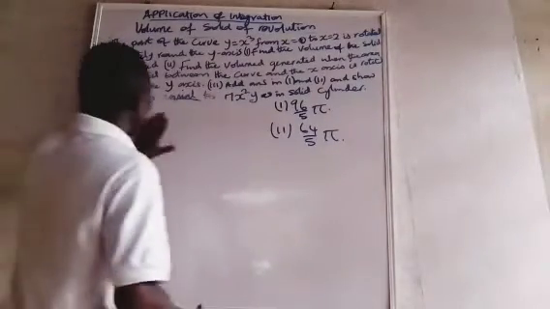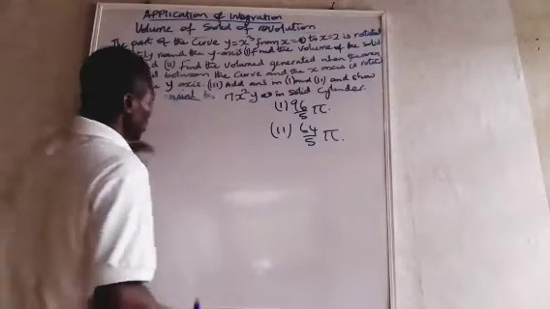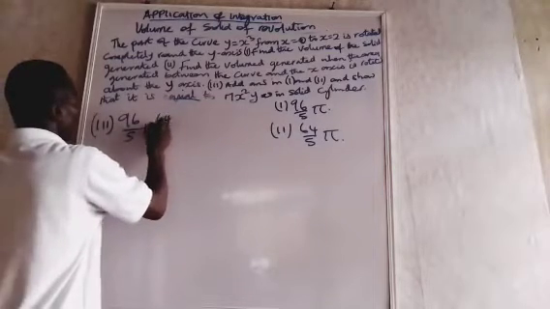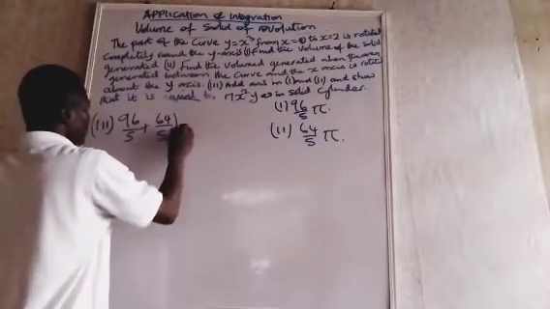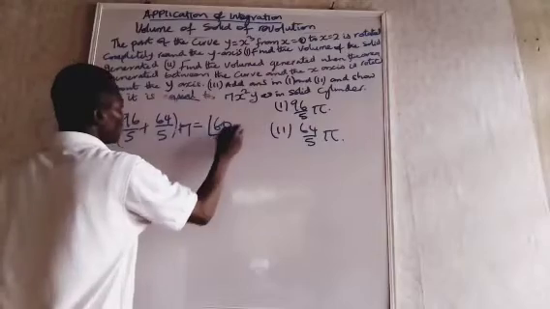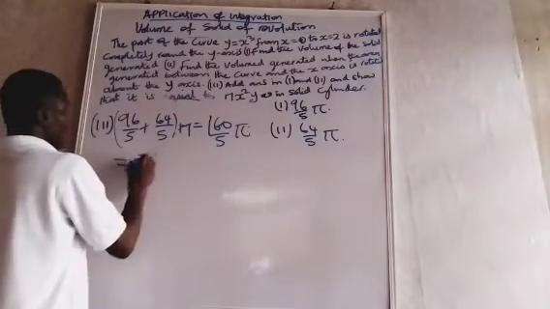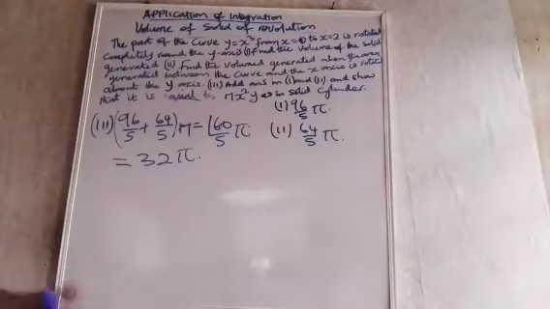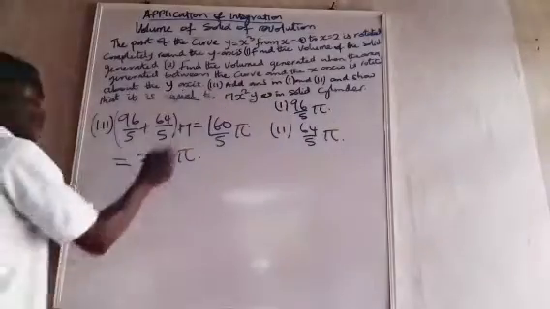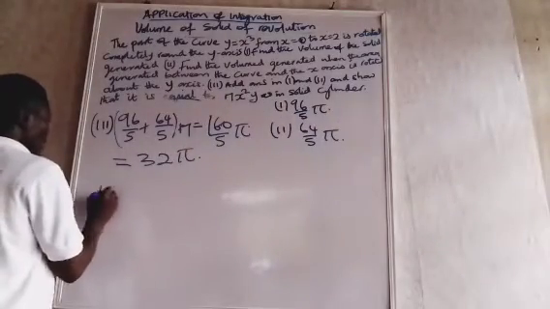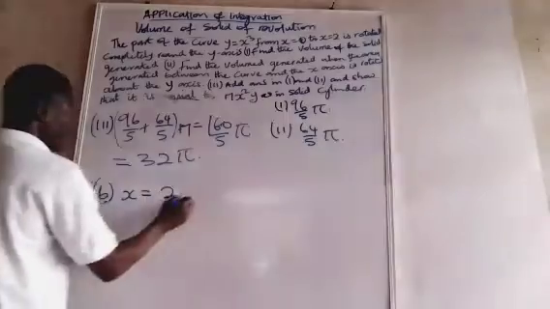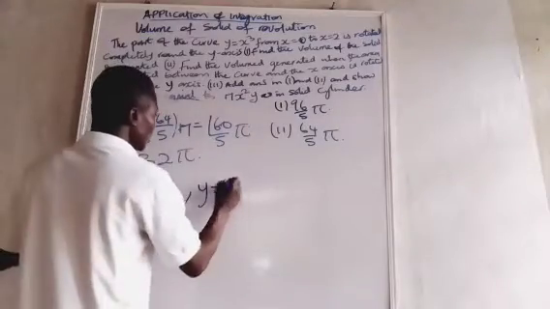Now in the third part, we are asked to add 1 and 2. So that is 96 over 5 pi plus 64 over 5 pi, and that is going to be 160 over 5 pi. What does that give? 32 pi. It's also asking us to show that it is equal to pi x squared y as a solid cylinder. So what is our x in this instance? x is equal to 2. When x equals 2, y is equal to 8.